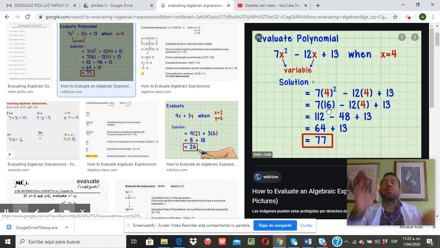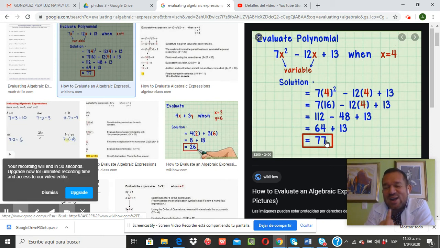Now, please remember order of operations. We've already studied PEMDAS. When you have a situation like this one, we solve first the exponents, then we multiply, and at the end, subtractions and additions from left to right. 112 minus 48 is 64, plus 13, 77. So we're also going to find the numerical values of the algebraic expressions by replacing the values of the variables given.